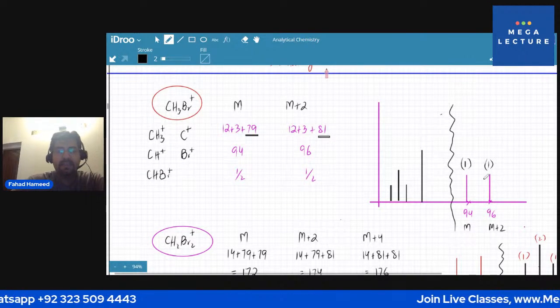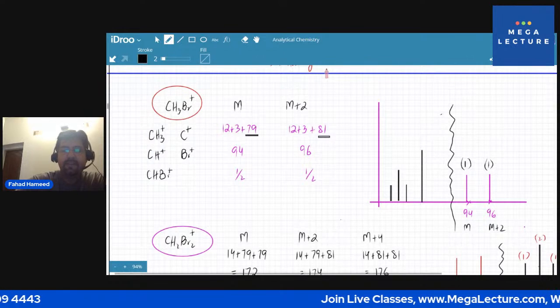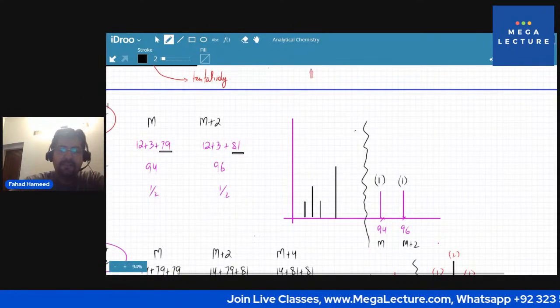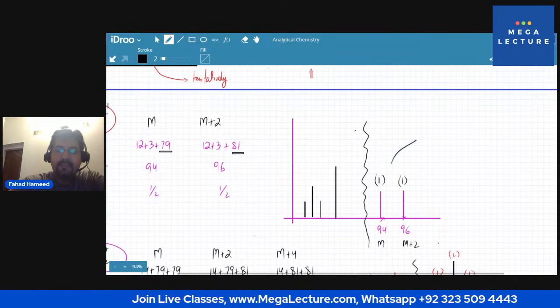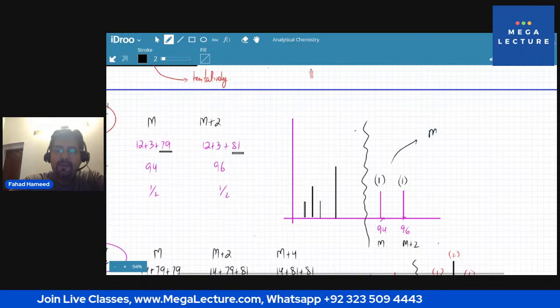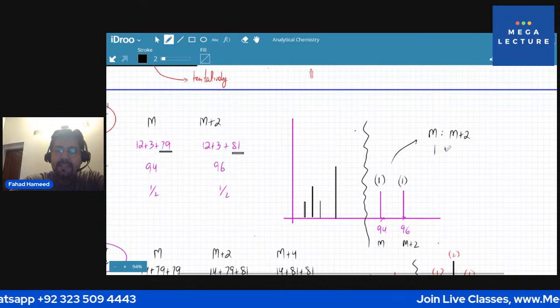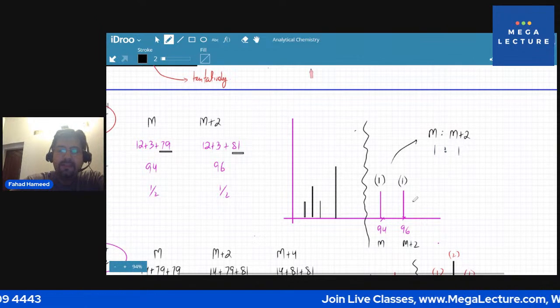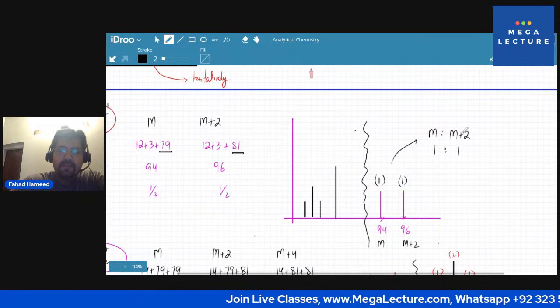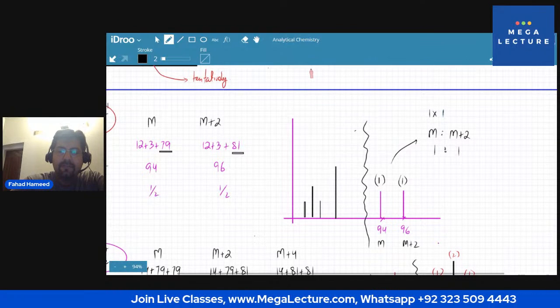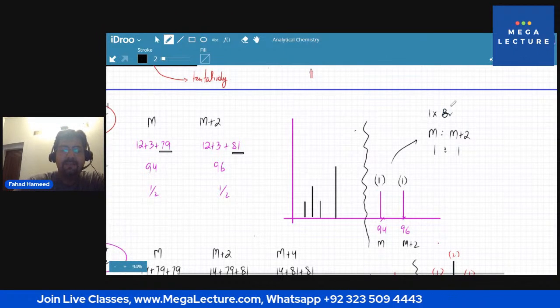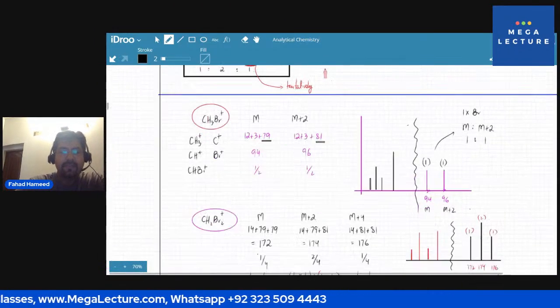This kind of indicates, let me write this over here. Whenever you see this thing and you've got M and M plus 2 peak and they have equal heights, the heights are 1:1, that means the presence of 1 Br. So 1 Br is present in the molecule.